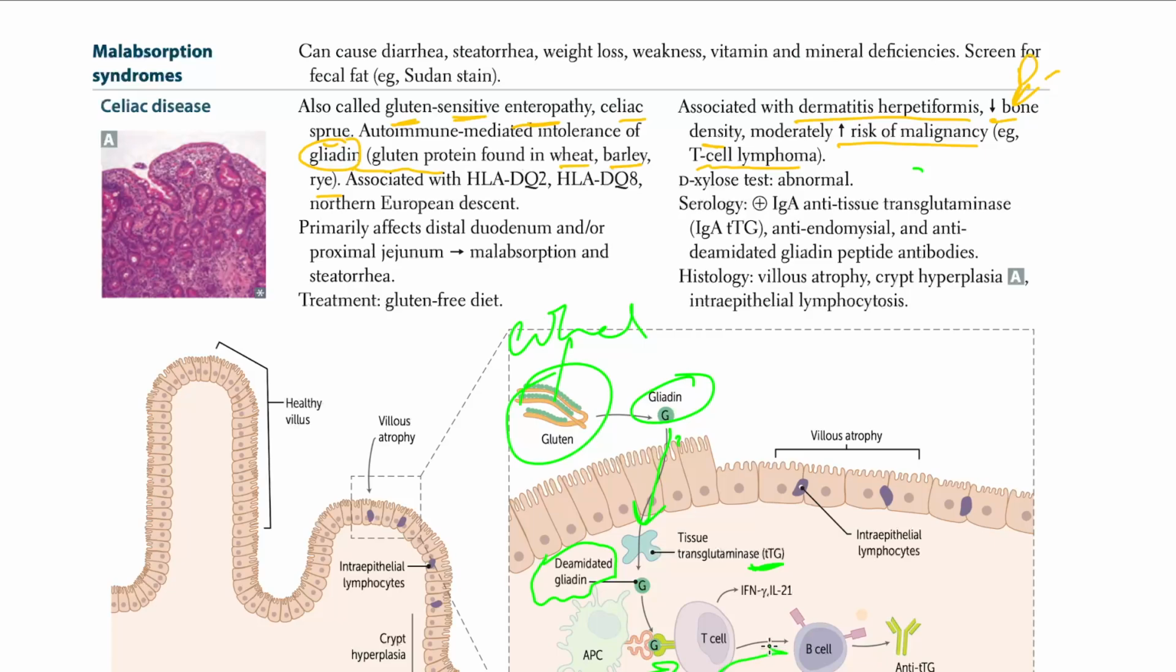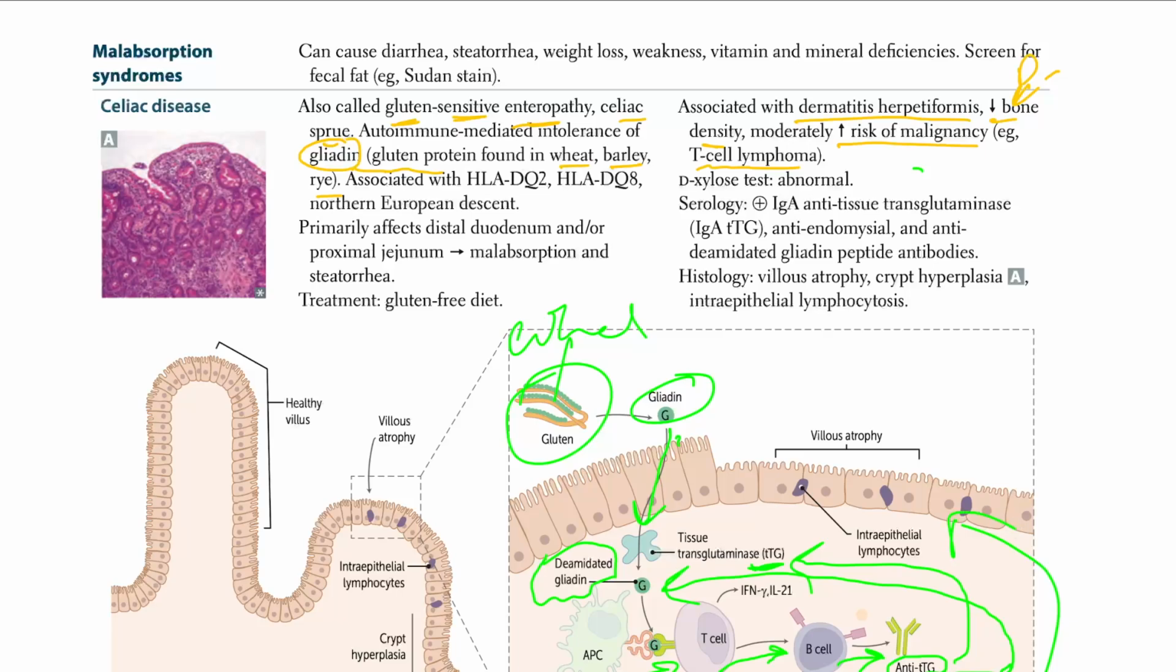When they bring it to the T cells, the T cells stimulate the B cells to make antibodies against this. B cells secrete those antibodies: anti-tTG, which is right here, anti-deaminated gliadin, which is right there, and anti-endomysial antibodies. Well, endomysial antibodies are probably against mucosal damage.